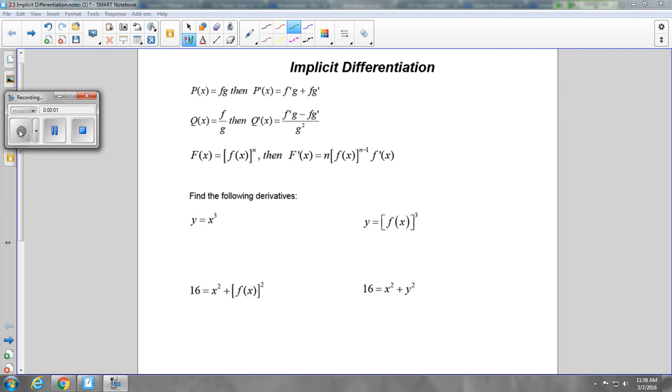Rachel again. Hi, Thomas is here too. Tom's still here. So we're going to start implicit differentiation. We'll finish next class.